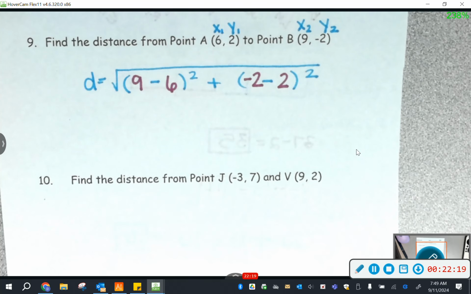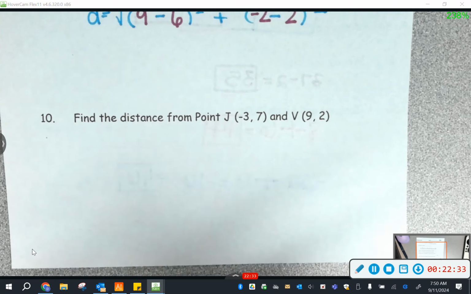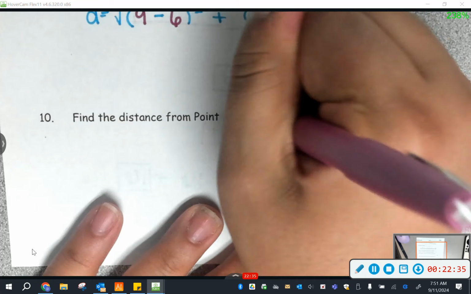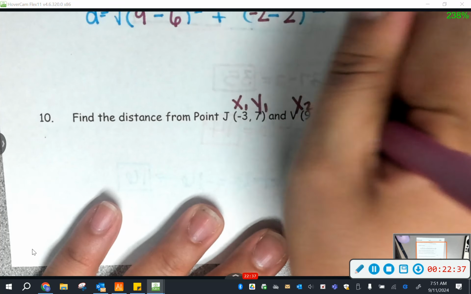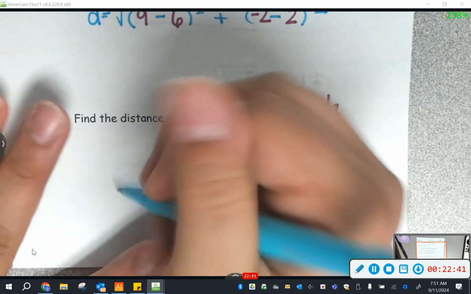I want you to try number 10. Go. Can you plug in X1, Y1, X2, Y2? All right, so did you label X1, Y1, X2, Y2? Always label. That's showing work.